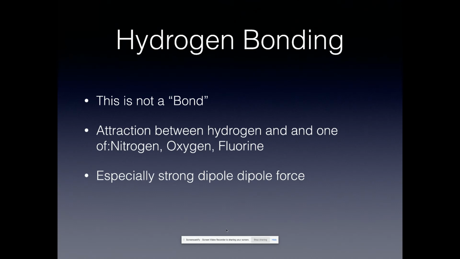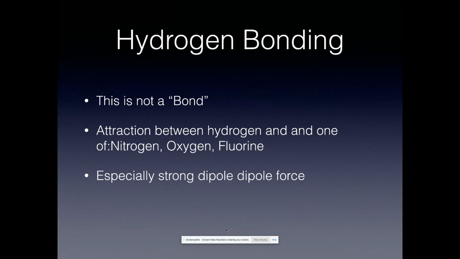Why? Because they're small. Now, this is all Coulomb's law stuff. Size of the charge, distance between them. So since they're all small, they can be close together. Now, the charge itself would be their electronegativity. Chlorine, which is not on this list, has the same electronegativity as nitrogen. But it can't form hydrogen bonding because it's too big. And the atoms can't get close enough to each other for this to happen.